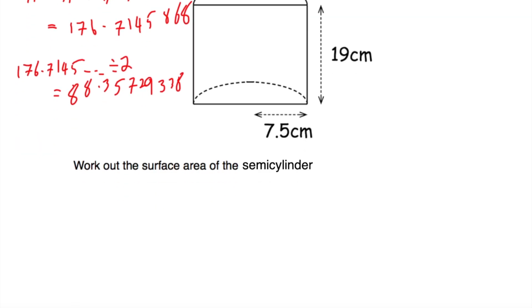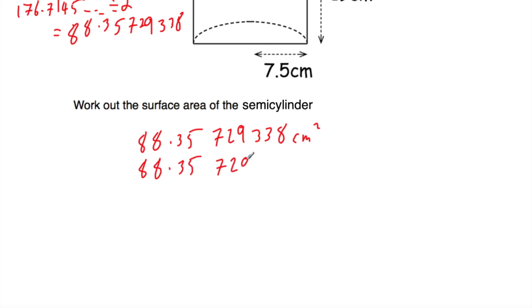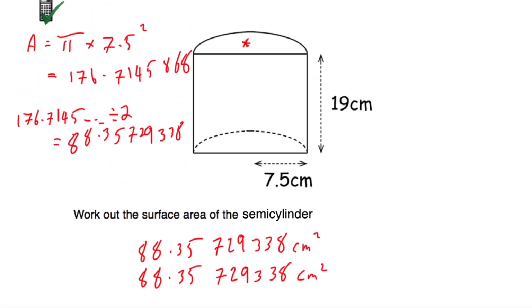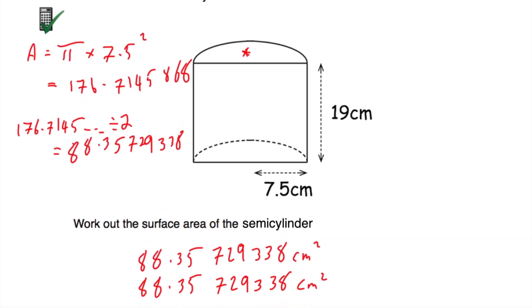So let's write that down. The area of the semicircle is equal to 88.35729338 centimeters squared. And that's the top. And the area of the bottom will be the same, so that's another 88.35729338 centimeters squared. Now, as I said, you could have just used the area of the whole circle because we knew we were going to halve it and then add it to itself. Okay, so that's the area of two faces.